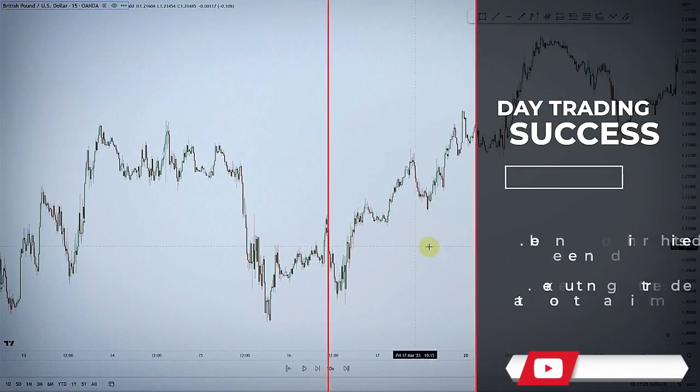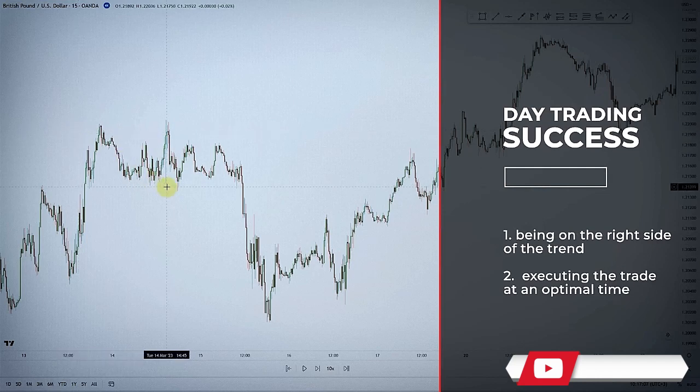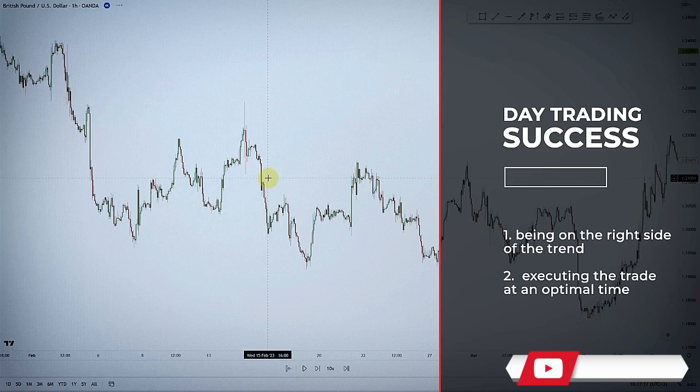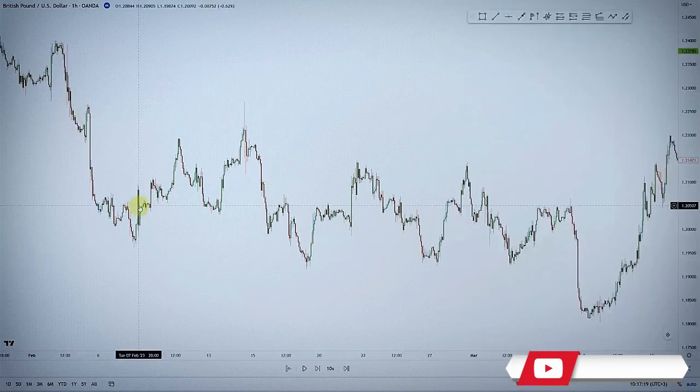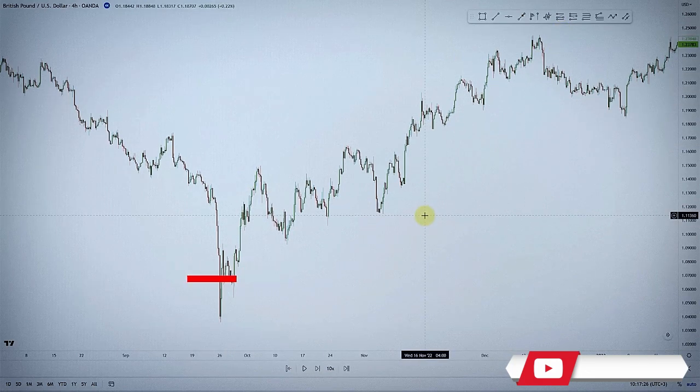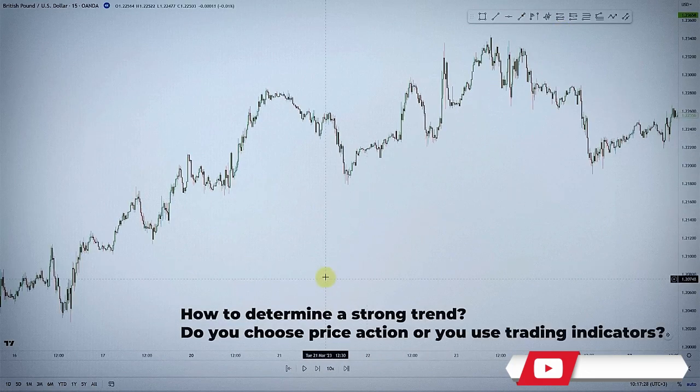So day trading success is quite dependent upon being on the right side of the trend, but also executing the trade at an optimal time. The main problem is that not all trends are created equal, and there are multiple trends spread across many time frames that exist simultaneously. So how do you determine a strong trend?